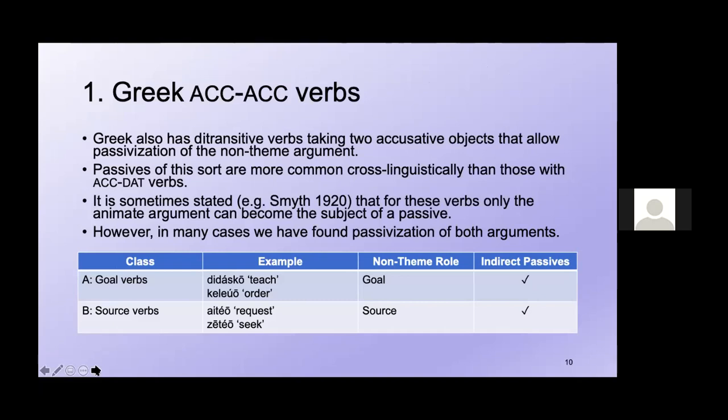Now, Greek also has ditransitive verbs taking two accusative objects, and these allow passivization of the non-theme argument. The passives of this sort are more common cross-linguistically than those with accusative dative verbs. And it's sometimes stated, for example by Smythe, 1920, that for these verbs only the animate argument can become the subject of a passive, but in many cases we've found passivization of both arguments. And these can be divided into two classes, so where the non-theme role is a goal, as in didasco, teach, or telero, order, or source verbs, as in itel, request, or zetel, seek.